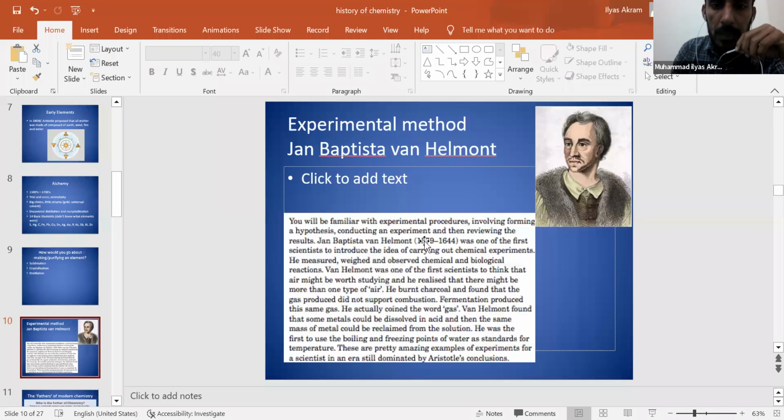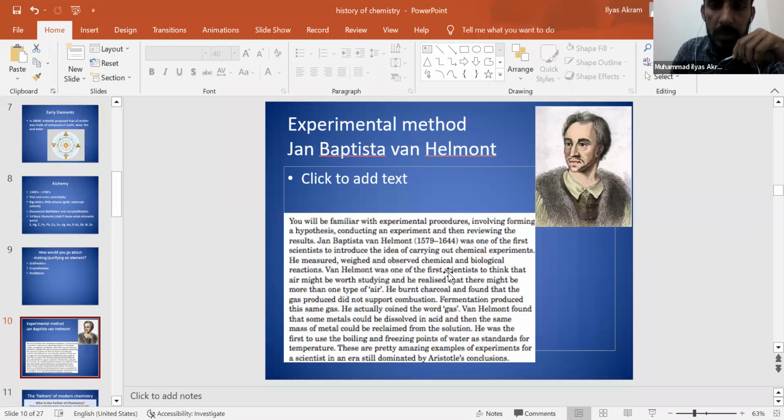Jan Baptist Van Helmont was one of the first scientists to introduce the idea of carrying out a chemical experiment. He measured weight and observed chemical and biological reactions. So he is the first scientist who conducted a chemical experiment in the lab. He observed chemical and biological reactions that are performed by the different elements.